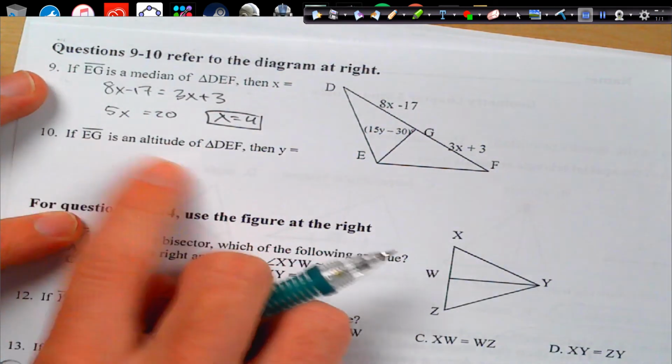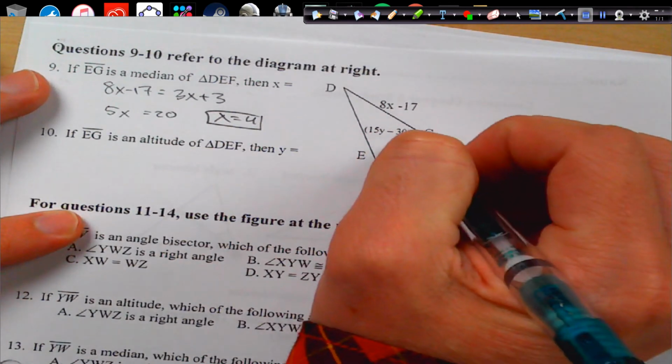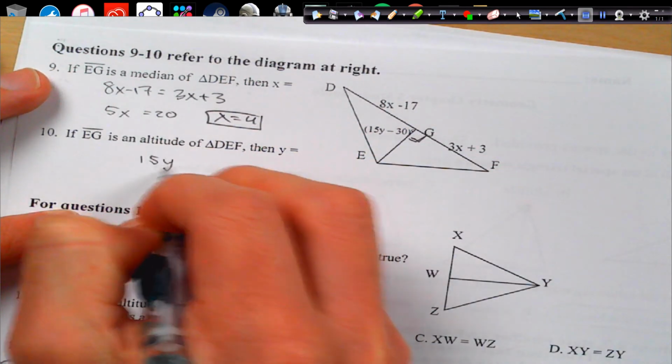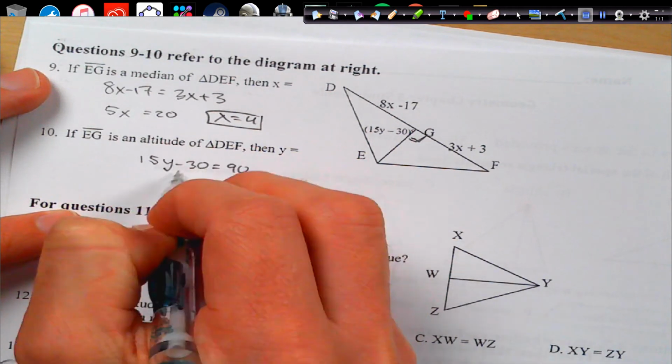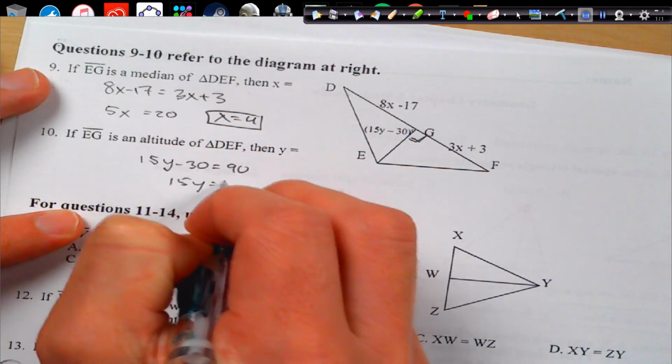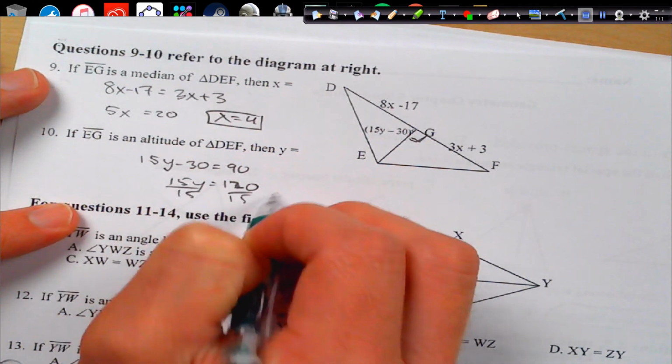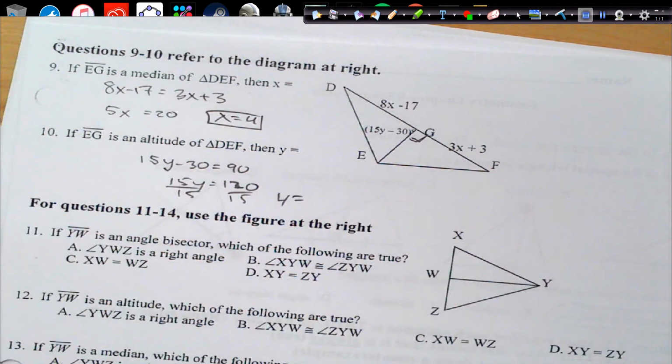Now, what if EG was an altitude? In that case, this would be a 90 degree angle. So all we have to do is set 15y minus 30 equal to 90. Add the 30 over, and we're going to get 120. Divide by 15, and y is going to equal 8.